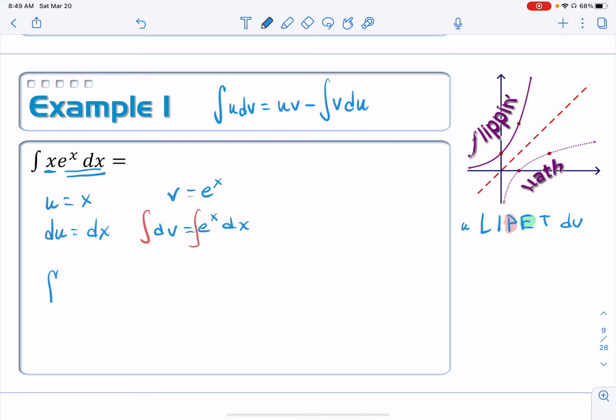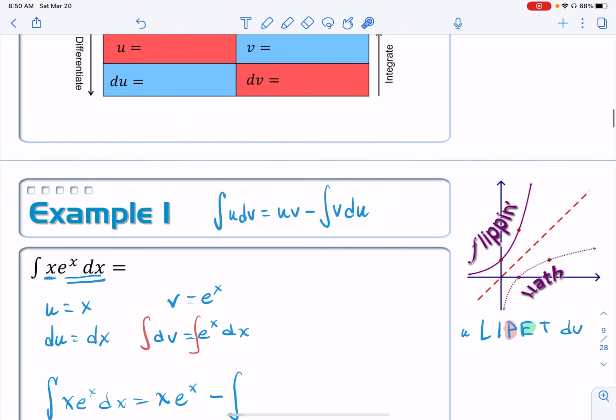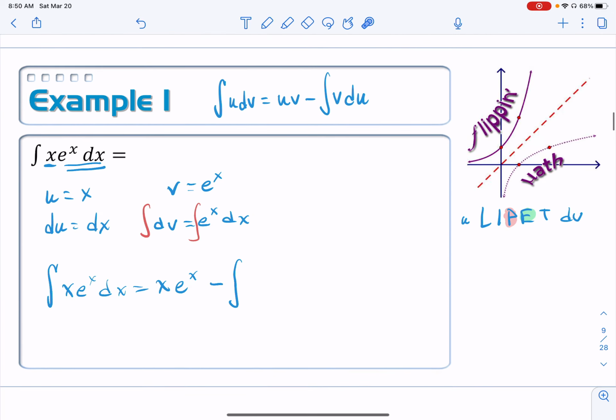Actually, here, let me write this down. So the integral of x e to the x dx is equal to x e to the x. Again, that's u times v minus the integral of v du. So this is the blue diagonal from this little organizational box here. So e to the x dx. And now you can see that the integral that we started with has a product, but the new one no longer has a product, and we can easily take the antiderivative of this.